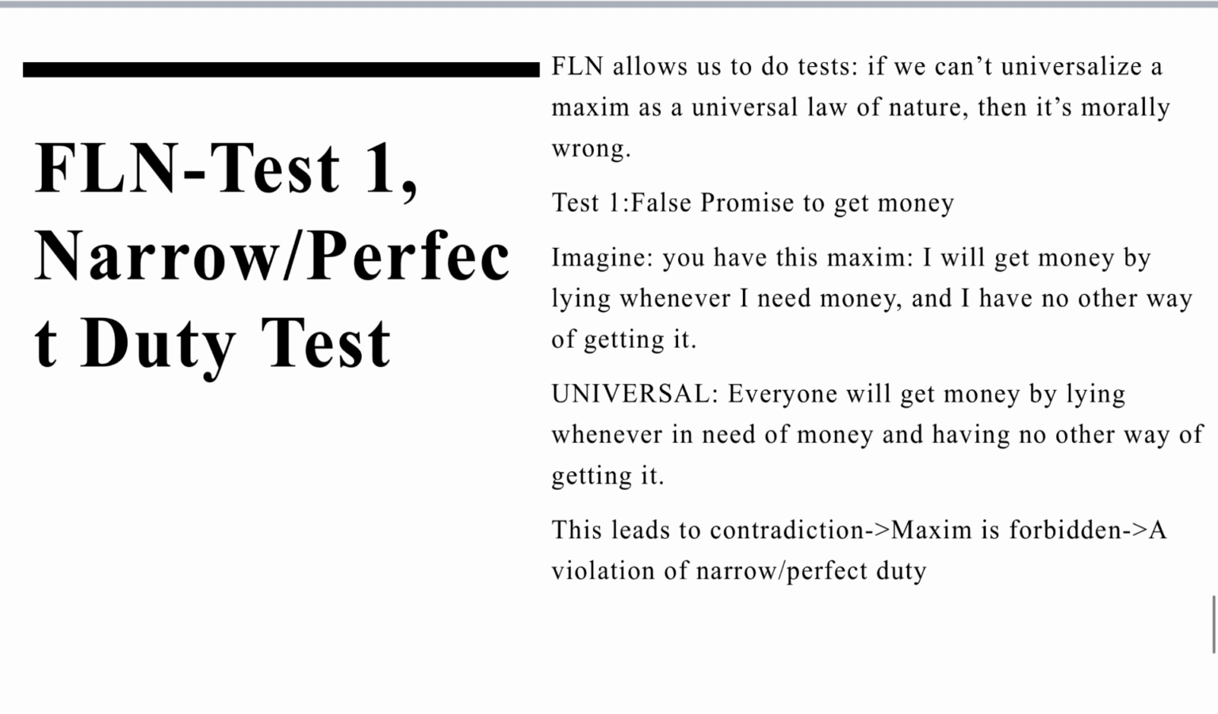So the test basically goes like this: if you have a maxim, universalize it and see if you can imagine a world, or if you will still be able to act according to that maxim when it's universalized. And if it leads to contradiction, or you can't imagine a world like that, or you won't be able to adopt your maxim if it's universalized, then that is a wrong action. That will not be a morally permissible action. So this is the test one we have to go through for maxims. That is the narrow or perfect duty test.